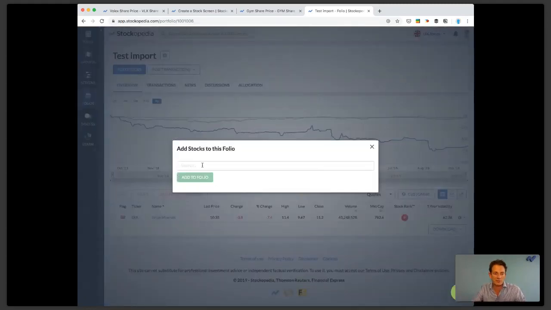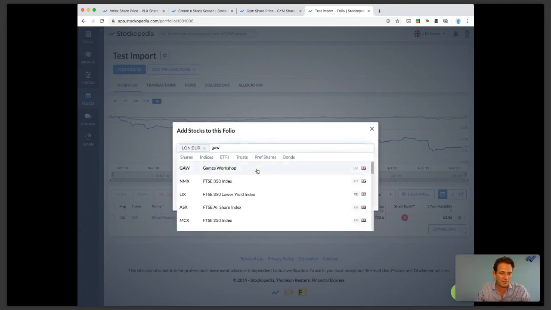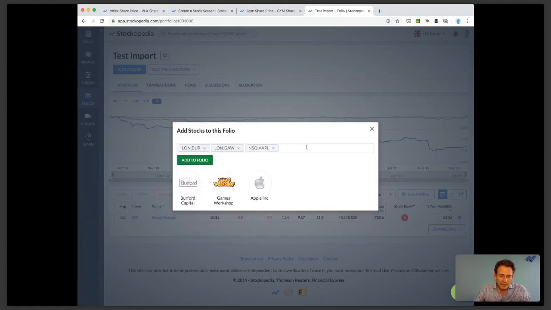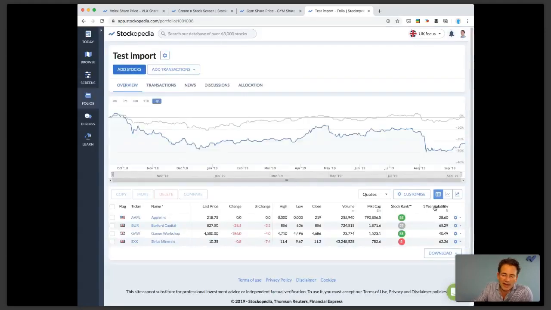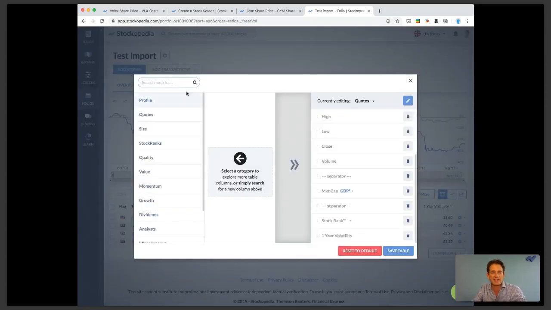If I was to add a few more stocks, Burford Capital. Anyone got any Aussie stocks? If you are listening from Australia, do let me know. I'll just bring up some of the ones that we've talked about, and we might as well stick Apple in there as well. Let me just add those, bang them in, and you can see here the volatility. Burford Capital, 60% 1-year volatility. Again, very speculative at the moment. Games Workshop, 40%.